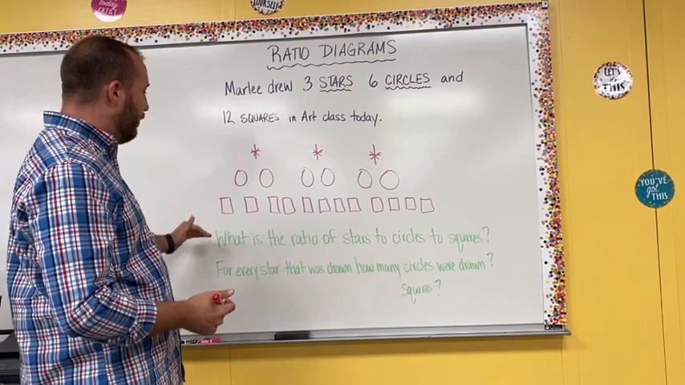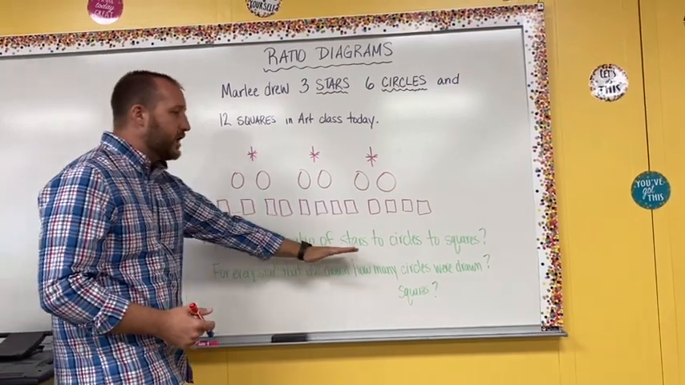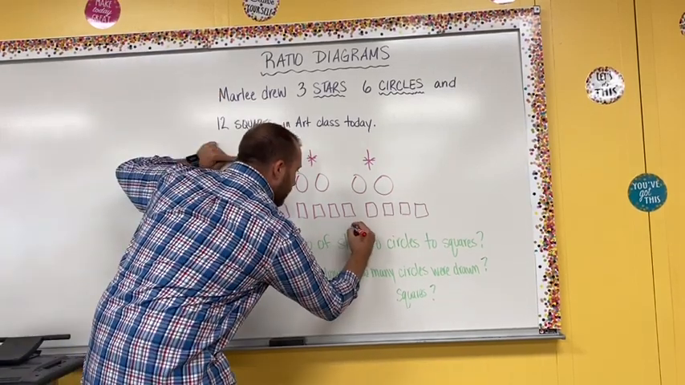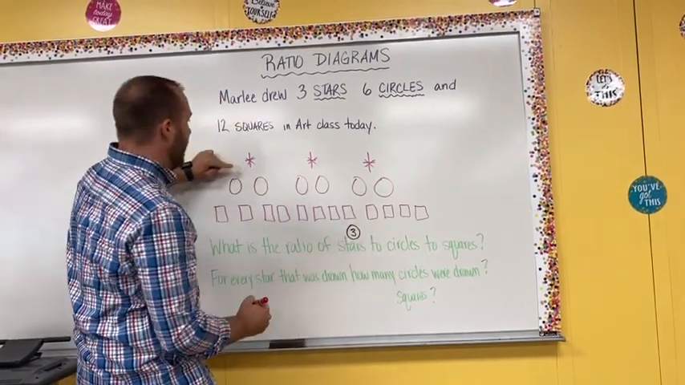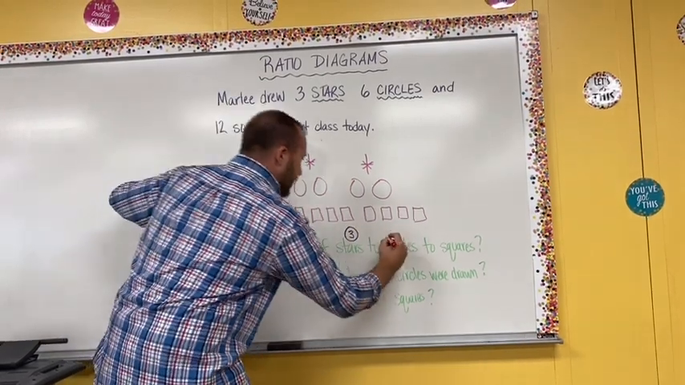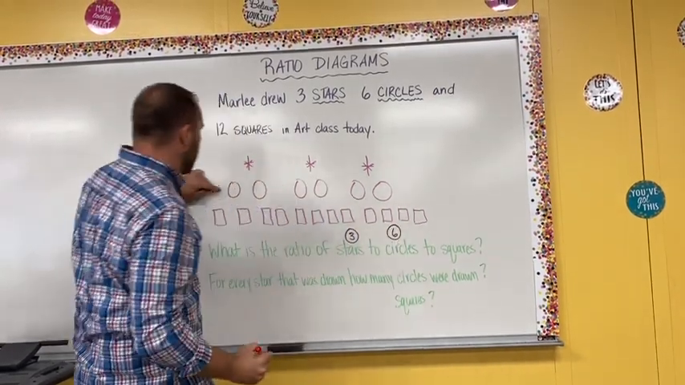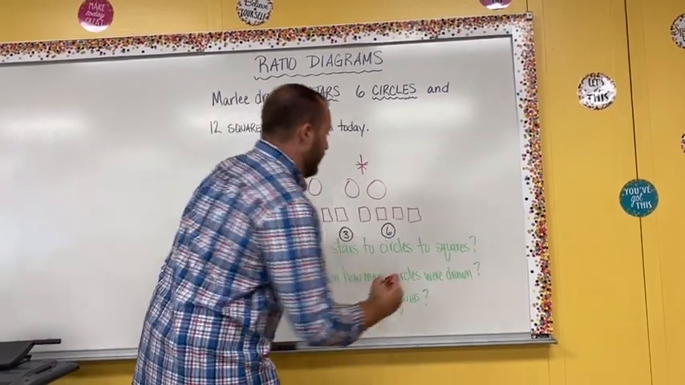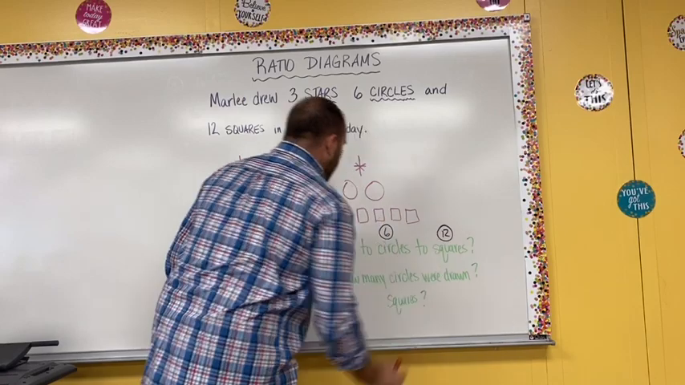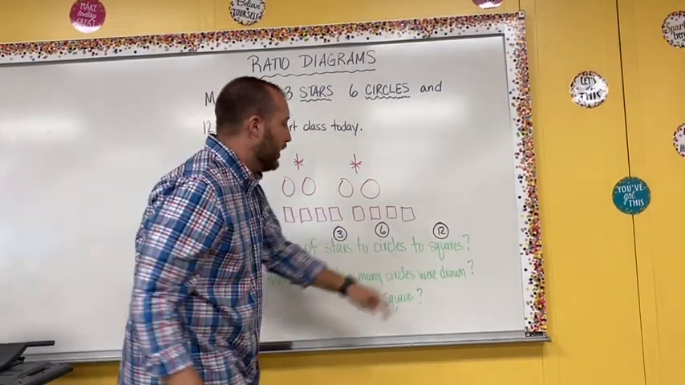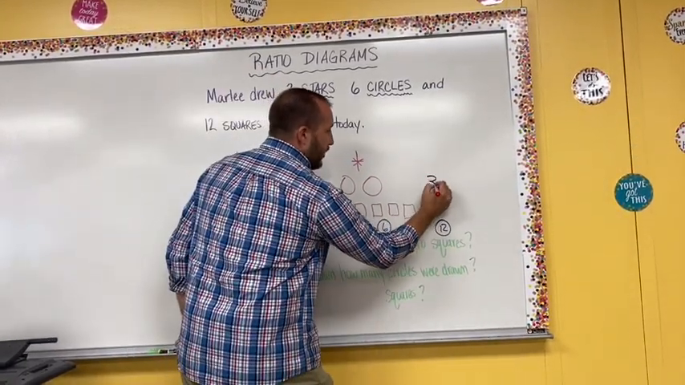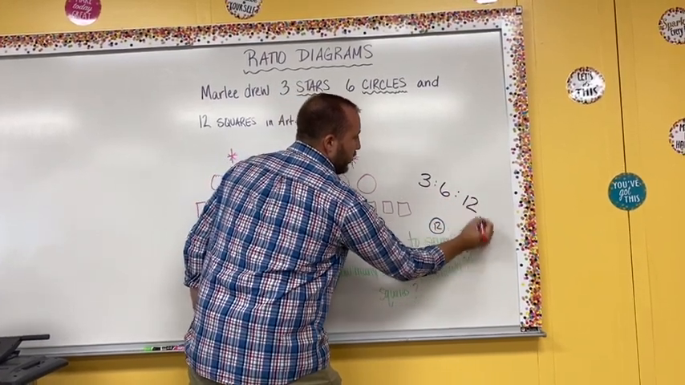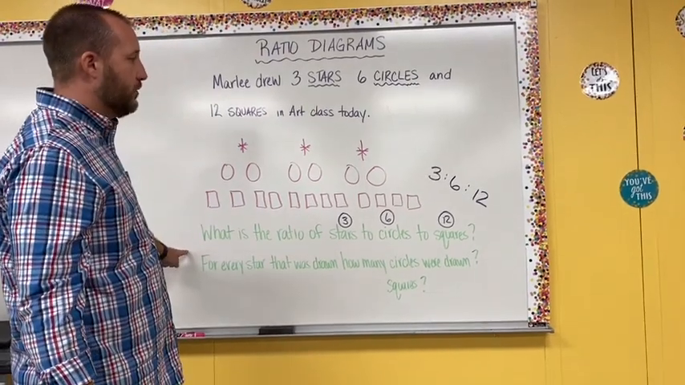So what I like to do, above the question itself, where it asks for stars, is go ahead and put that number, how many stars there were. So above stars, I'm going to put 3. Above circles, there's 1, 2, 3, 4, 5, 6. And then squares, 1, 2, 3, 4, 5, 6, 7, 8, 9, 10, 11, 12. So stars to circles to squares, that answer is going to look like this right here. 3 to 6 to 12. And that would be the answer to that question, okay?